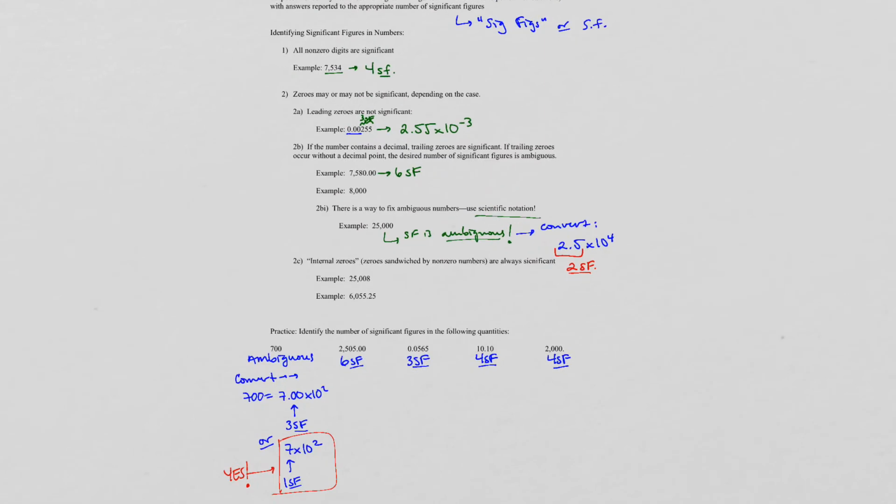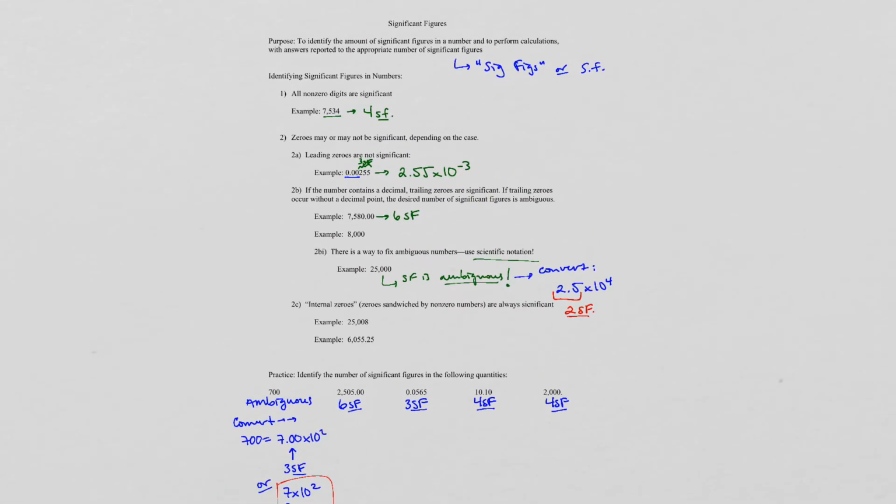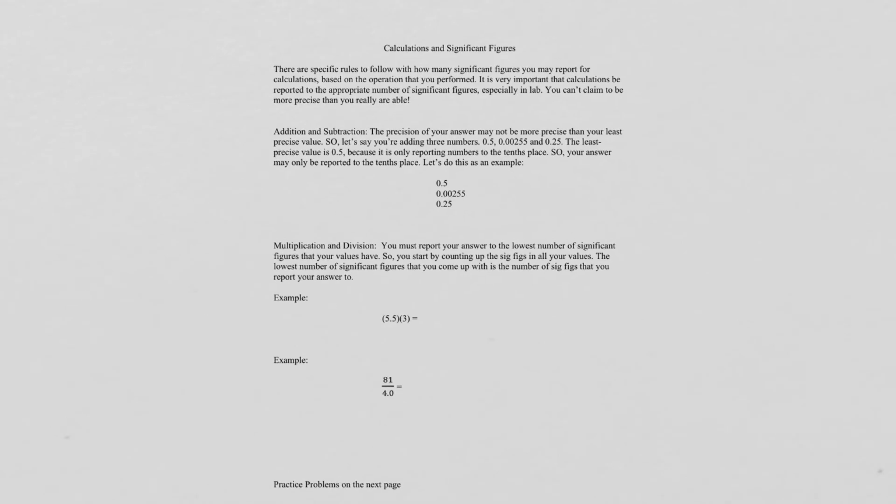So that's the first page of significant figures. And we're going to move on to talk about a couple rules and calculations with significant figures to make sure that we're reporting answers to the precision that we are allowed. There are a lot of specific rules, but really it boils down to two different rules: one rule that applies to addition and subtraction, and another rule that applies to multiplication and division.